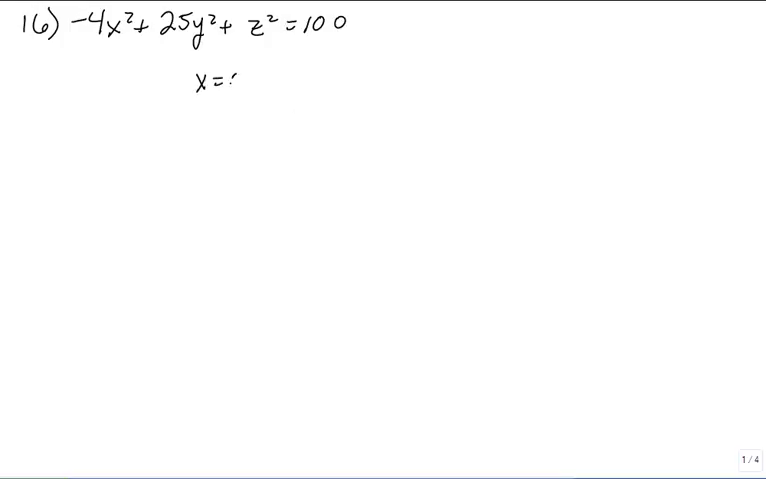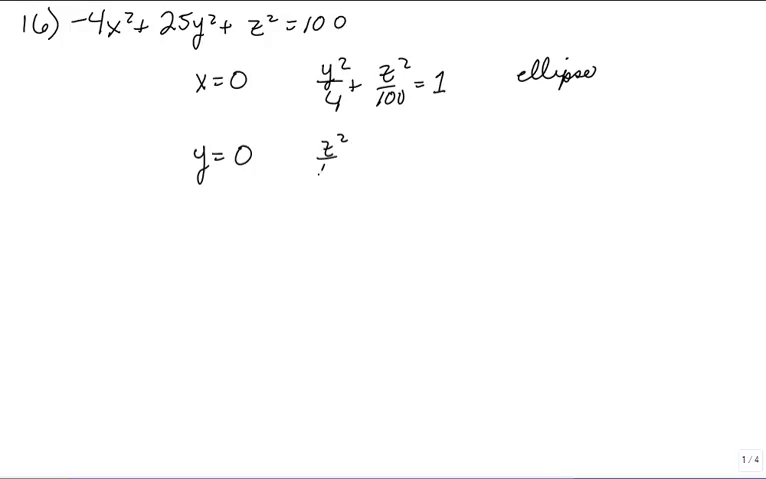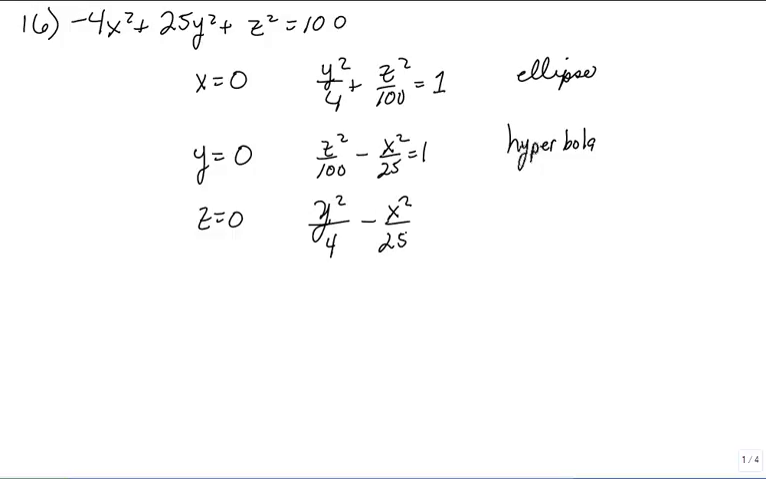So if x equals 0, and we divide everything by 100, we're going to get y squared over 4 plus z squared over 100 equals 1. That's an ellipse. If y equals 0, we get z squared over 100 minus x squared over 25 equals 1. That's a hyperbola. And if we have z equals 0, we get y squared over 4 minus x squared over 25 equals 1, which is a hyperbola. Let's see how these fit together.